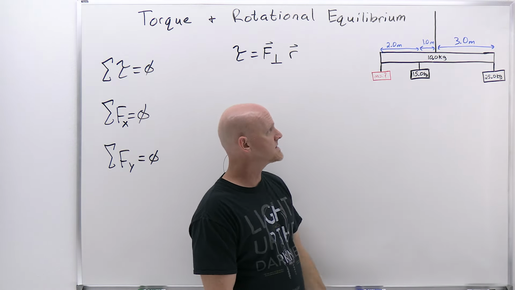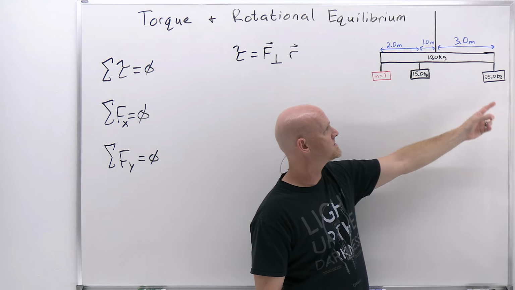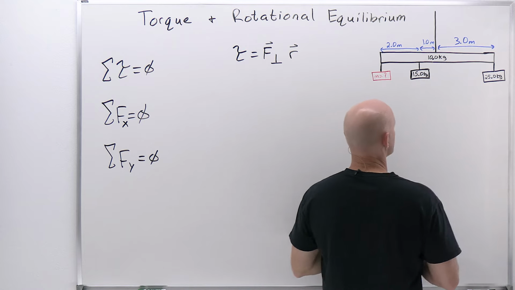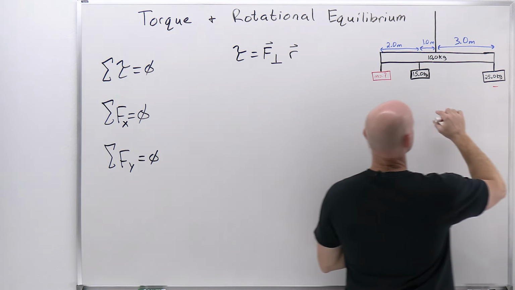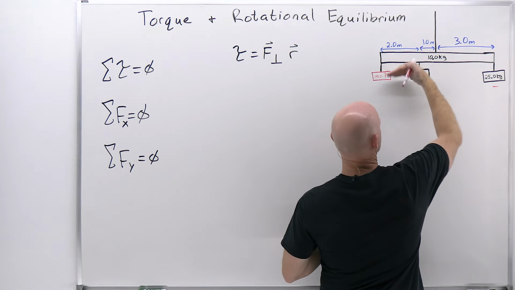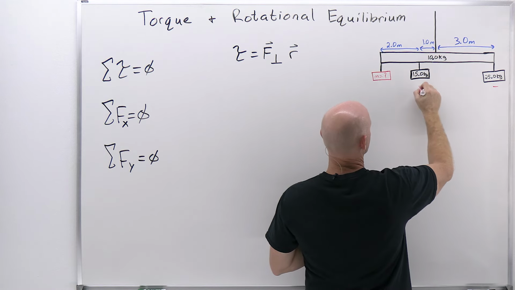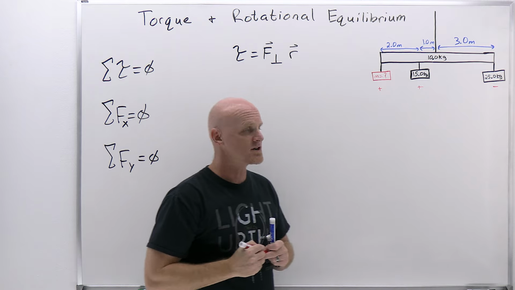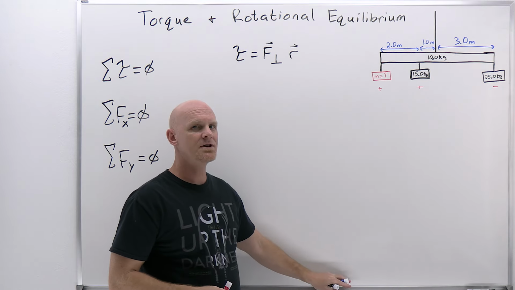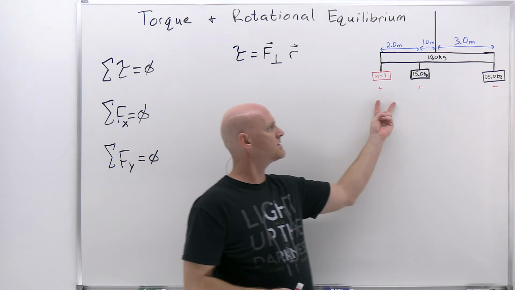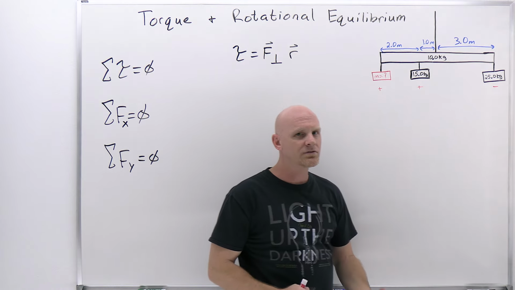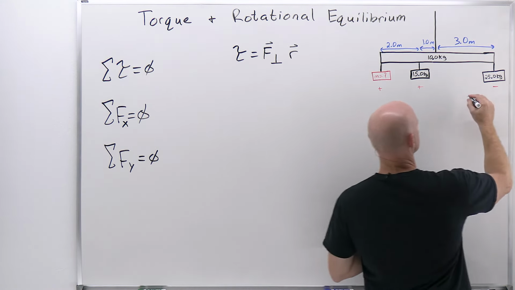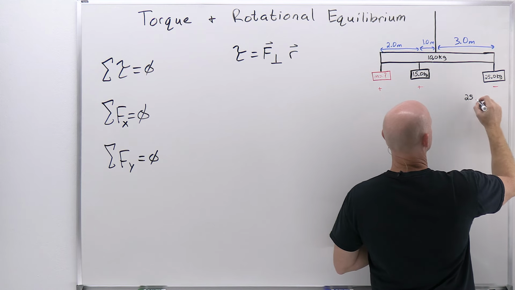And if you take a look and say, well, based on that being the axis of rotation, the 25 kilogram one's gonna cause it to wanna rotate in a clockwise direction, that's negative. But the 15 kilogram one's gonna pull it down this way, that would be counterclockwise, that's gonna be positive. And then this one, same thing, also positive, counterclockwise rotation. And you just say, well, for it to be in rotational equilibrium, then the positives have to equal the negatives in terms of torque.